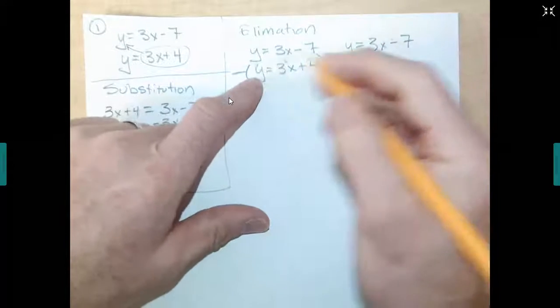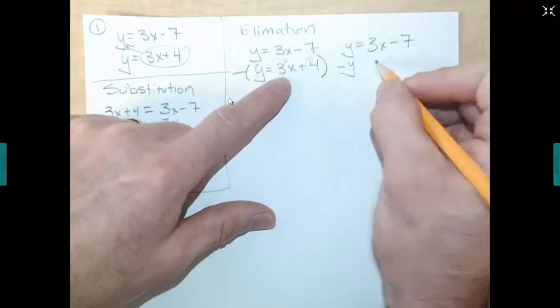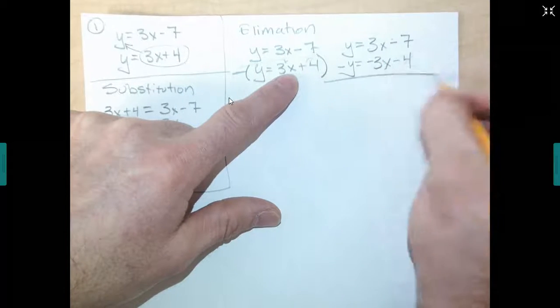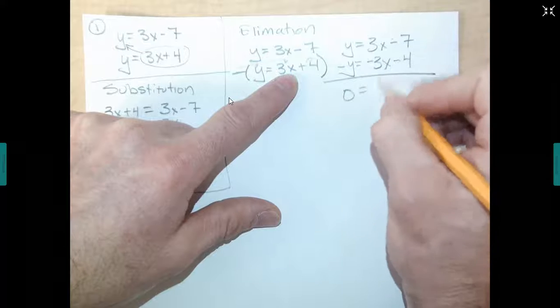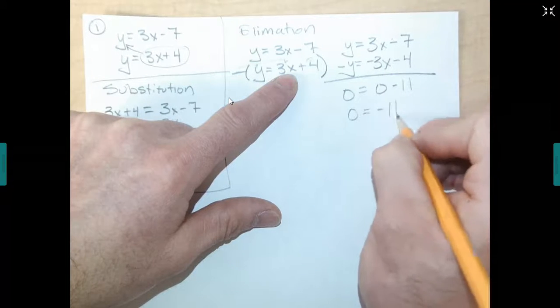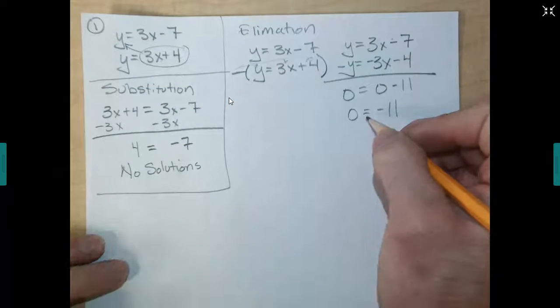And then I'm adding the opposite. So this is a negative y, this is a negative 3x, and this is a negative 4. So I get 0 equals 0 minus 11. 0 equals negative 11. That is never true.